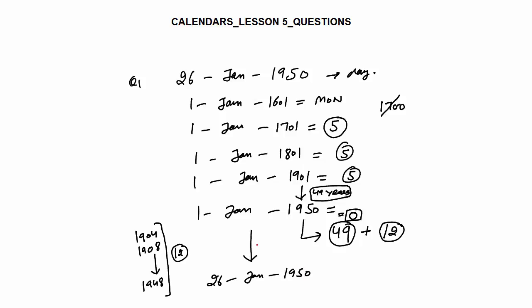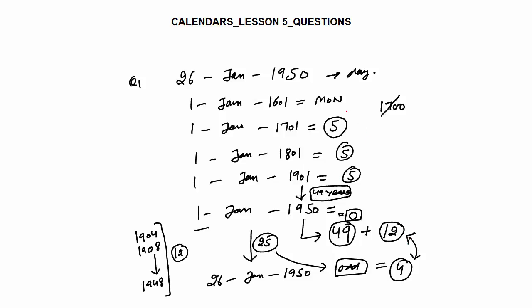So how many days in between? From 1st January 1950 to 26th, we have 25 days. Divide by 7. So odd days would be how much? If you divide 25 by 7, 7 3s are 21, we have 4 odd days. So these are the total days we have. Just add. Don't need to add 49 because 49 is completely divisible by 7. So 12 plus 4, 16.